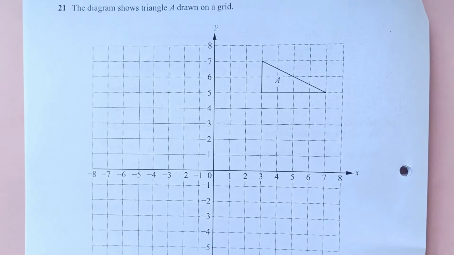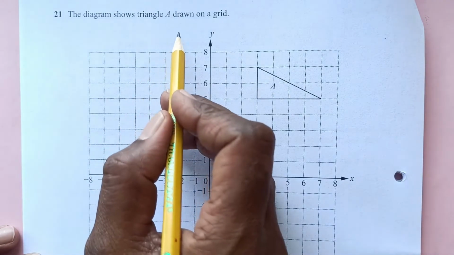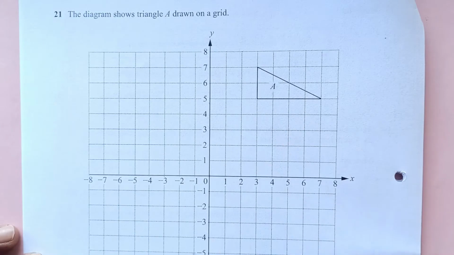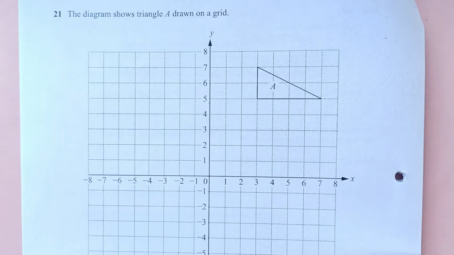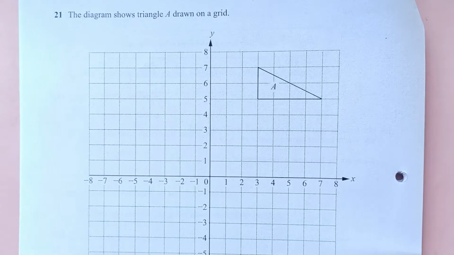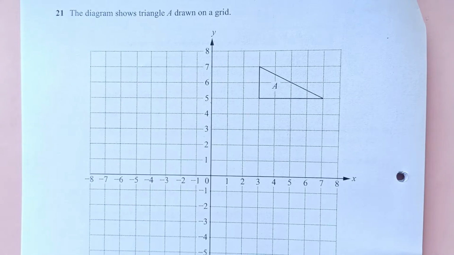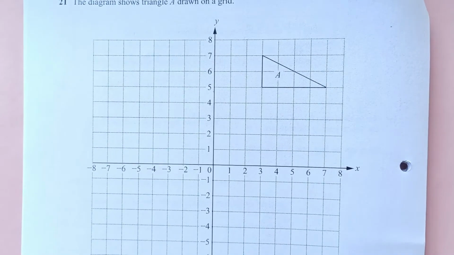So this is a question here. The diagram shows triangle A drawn on a grid. You can see this diagram here. Sorry, I think I forgot. We are starting transformations in this video. So we will do all transformation questions from different past papers. Okay. So this is a triangle A given to us.